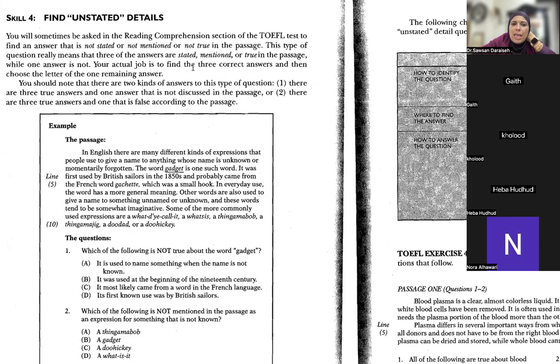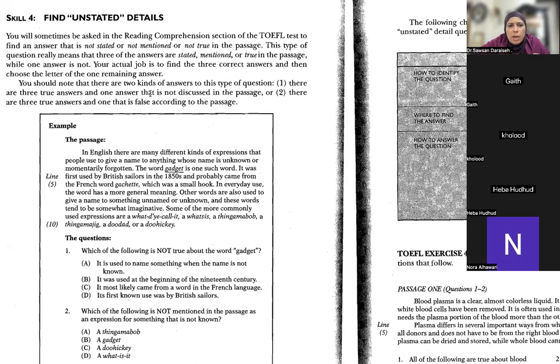This question asks you which of the following was not mentioned in the text, so you need to know the passage well to know what was mentioned and what was not. Okay, that's what we mean by unstated. While one answer is not. Your actual job is to find the 3 correct answers. When you find 3 answers, it means the fourth is the one that was not mentioned. Then choose the letter of the one remaining answer.